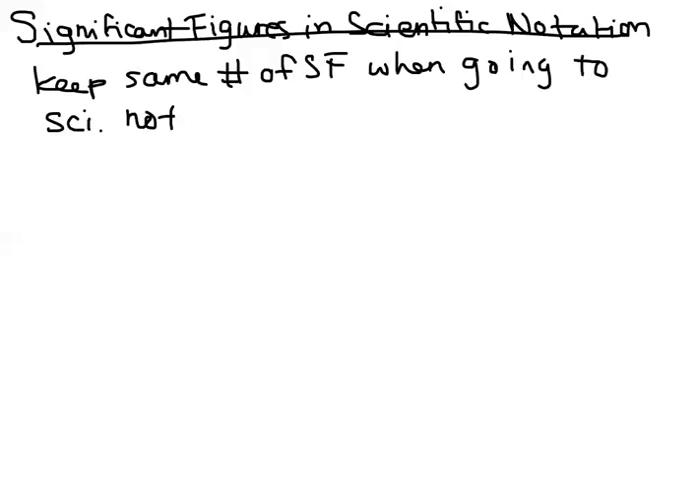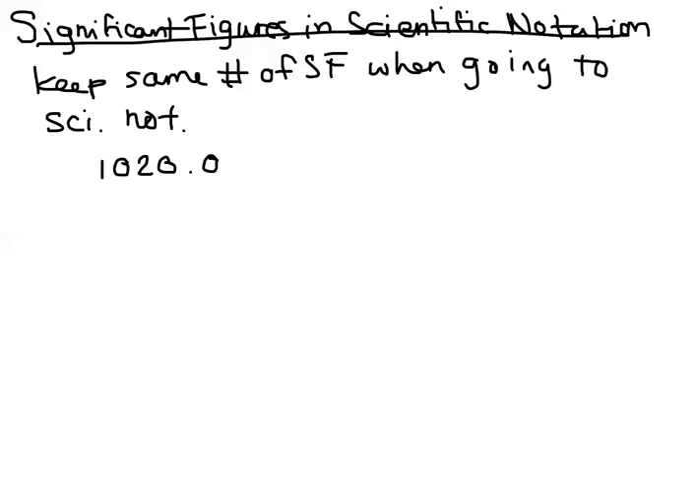That means if you have a number like 1020.0, first of all, how many sig figs does this number have based on the rules that we learned on Tuesday? 5. Can anyone explain to me why there are 5 significant figures?